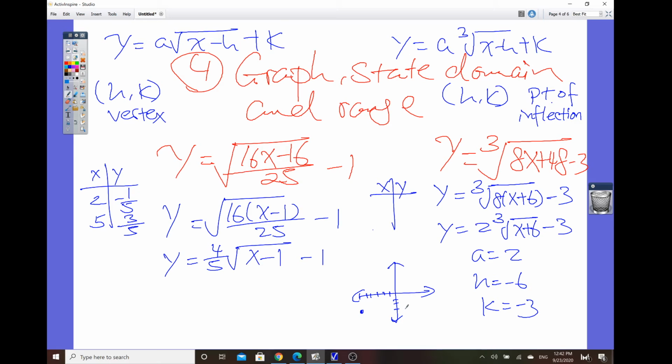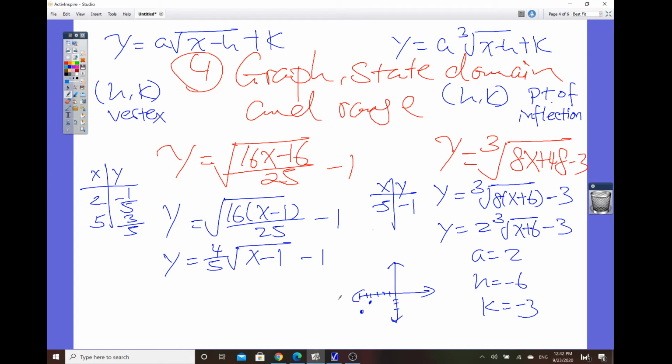And then for the xy table, let's put in something that's easier to evaluate. So let's say negative 5, because negative 5 plus 6 is 1. Cube root of 1 is 1. 1 times 2 is 2. 2 minus 3 is negative 1. So negative 5, negative 1.